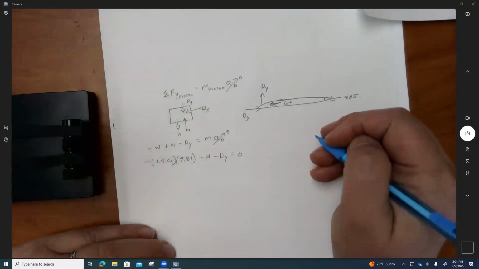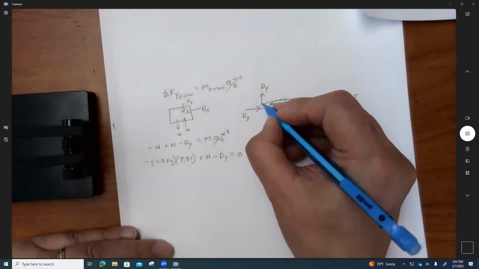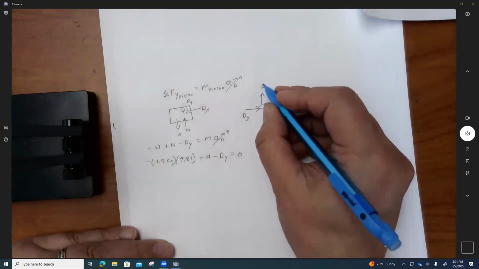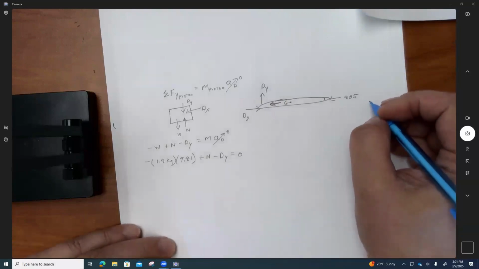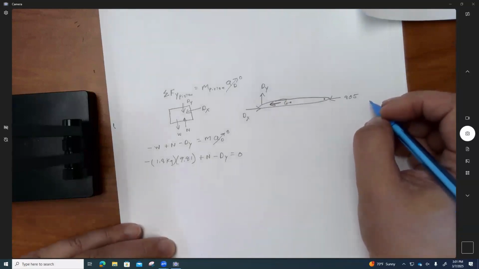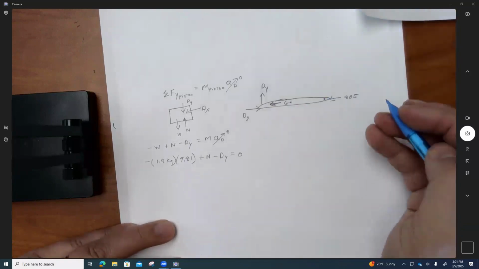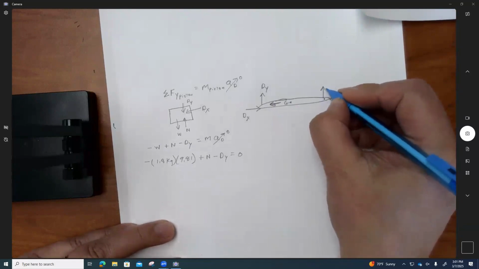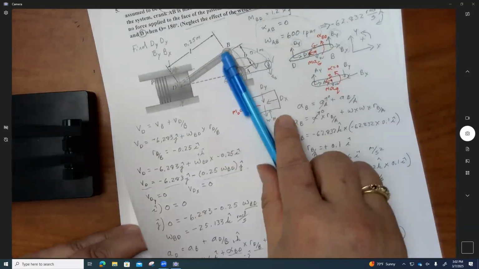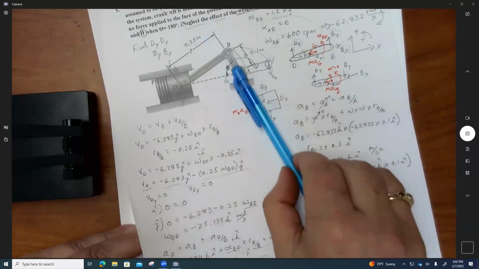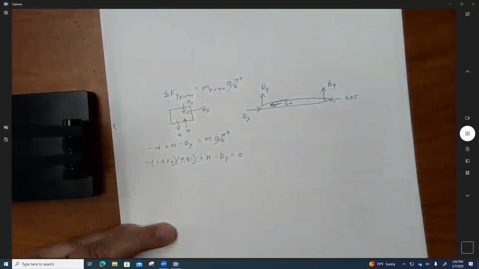And so I am going to say that we have positive for our Dy. And then let's say that we have another positive for our By. So this would be lifting up, causing that end to go up, and that puts it in compression.